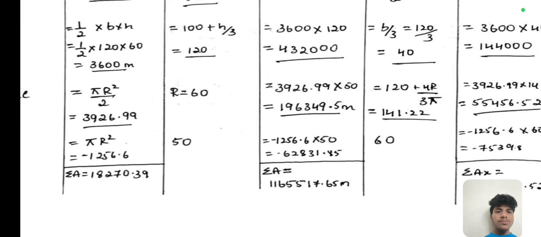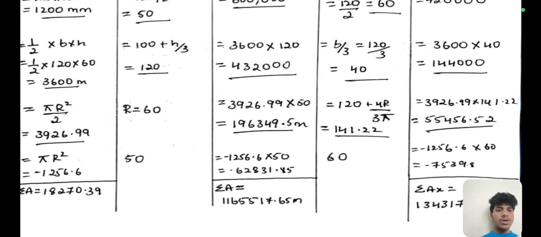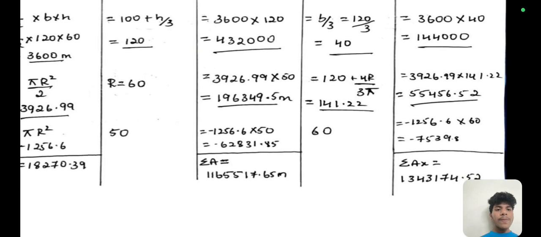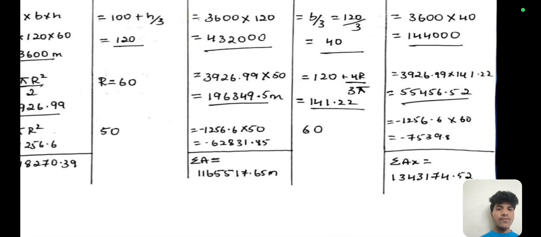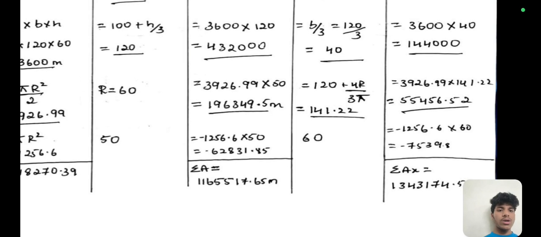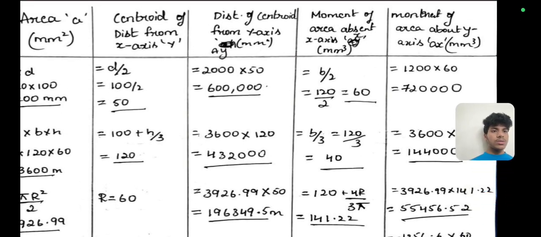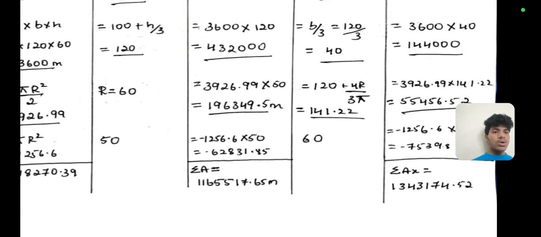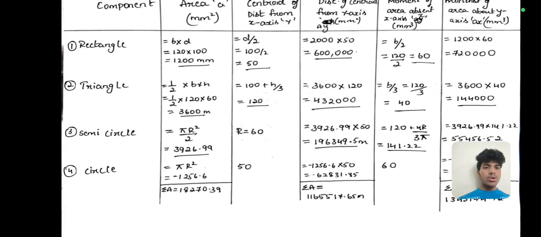Summation A we'll get as 18,270.39. In summation A x, after doing the sum of the total, we'll get 1343,174.52, and in summation A y we'll get 1,165,517.65 mm cube. So we have done the calculation here.